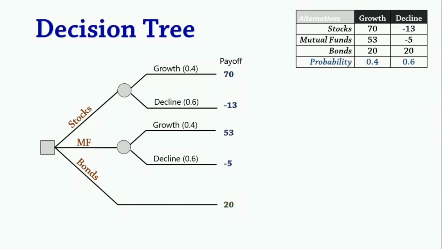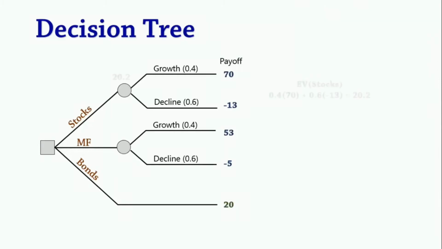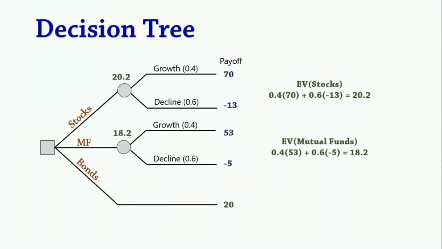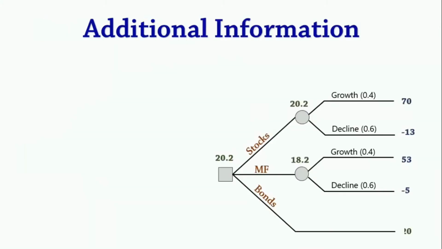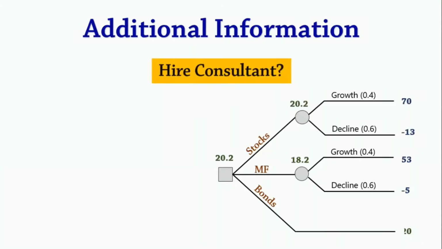The expected value for stocks is calculated as 20.2. For mutual funds, it is 18.2, and for bonds, it is 20. The best of the expected values is 20.2, therefore the decision is to invest in stocks. Now, suppose there is an economic consultant that can provide additional information about the states of nature or outcomes, and this consultant has some success history. We now have an additional decision situation. Should we hire this consultant or not?